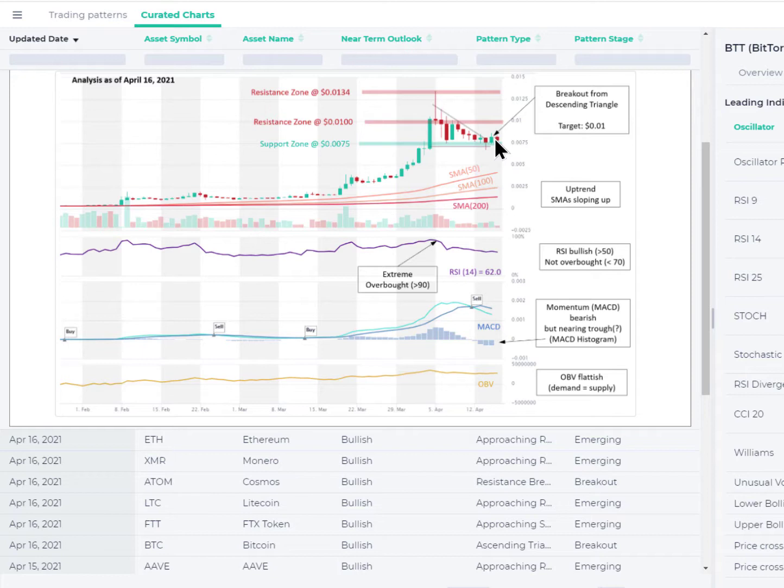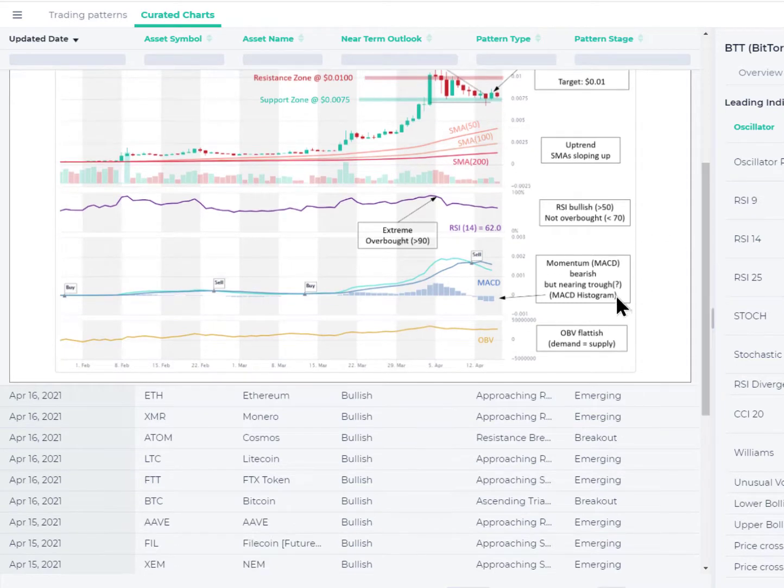And indeed, we believe this is a breakout of the triangle here, and the target for this breakout would be the next resistance zones. So we talk about the pattern, we talk about the trend, which is in this case clearly up. We talk about a couple of the momentum indicators like RSI. We like to look for RSI that's over 50, that's bullish. Ideally not overbought, but certainly not extremely overbought would be when RSI is above 85. In this case, it is bullish and not overbought.